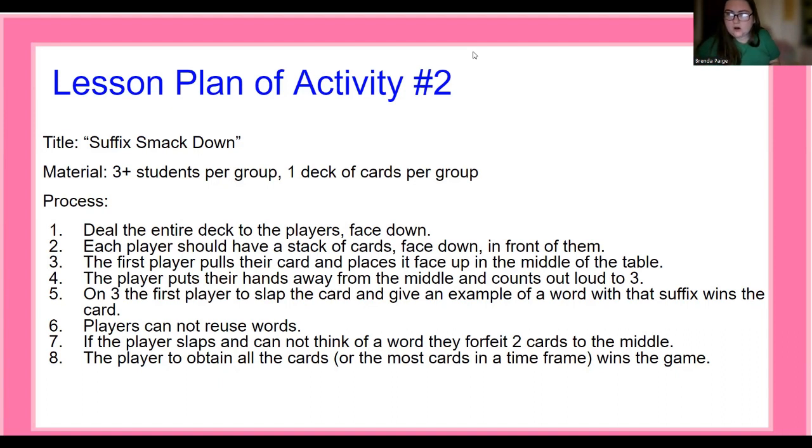The goal is to have all the cards, or the most, because we can't sit here for hours. But we don't have all day, so we're going to play for maybe 5 minutes, and then whoever has the most cards wins. Don't smack so hard that we break our friends' bones. Don't be a sore loser, and don't be a sly winner. Be honest. And if you're not sure if it's a word, you can either ask me or grab your dictionary. Thank you guys. I hope we all know suffixes a little bit better today.